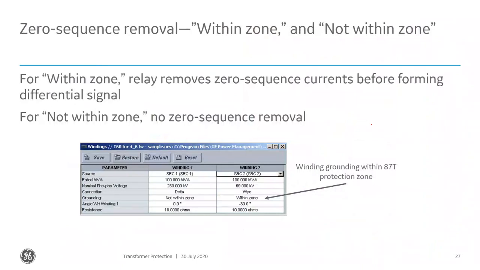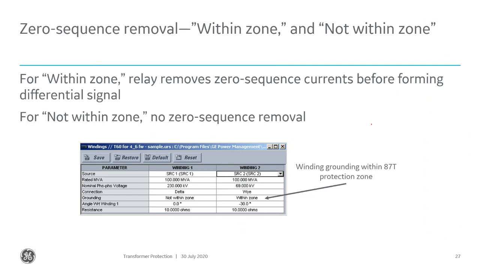Now, the question you may ask is, well, why do you even have this setting? If we have to tell the relay what the connection is, either Y or delta, why should delta have the ability to be within zone or not within zone? And this is sort of important because if we can have a grounding bank that is also inside of the transformer differential zone of protection, that grounding bank will also serve as a ground source. And if we have that configuration, we would need to have grounding set to within zone, even though it's a delta connected winding.